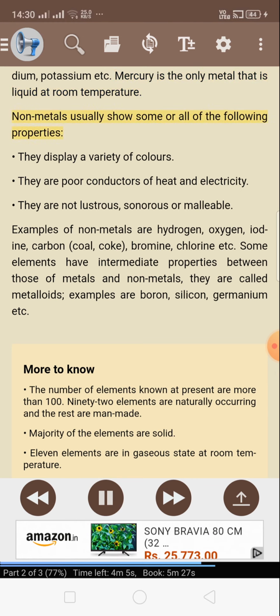Non-metals usually show some or all of the following properties. They display a variety of colors. They are poor conductors of heat and electricity. They are not lustrous, sonorous, or malleable. Examples of non-metals are hydrogen, oxygen, iodine, carbon, coal, coke, bromine, chlorine, etc. Some elements have intermediate properties between those of metals and non-metals. They are called metalloids. Examples are boron, silicon, germanium, etc.